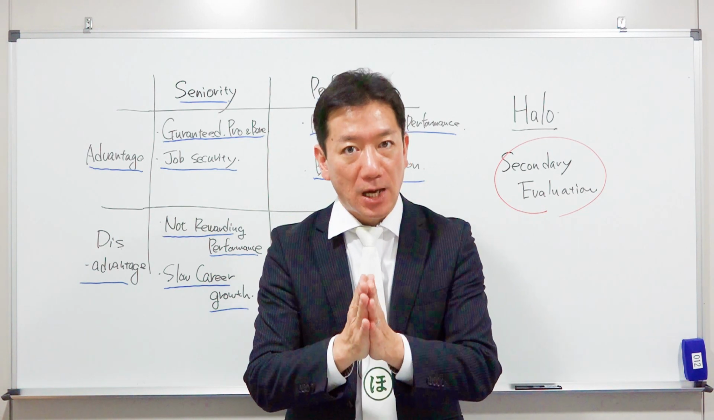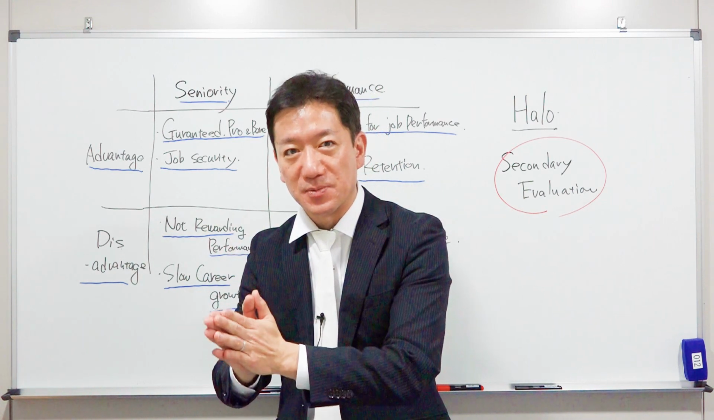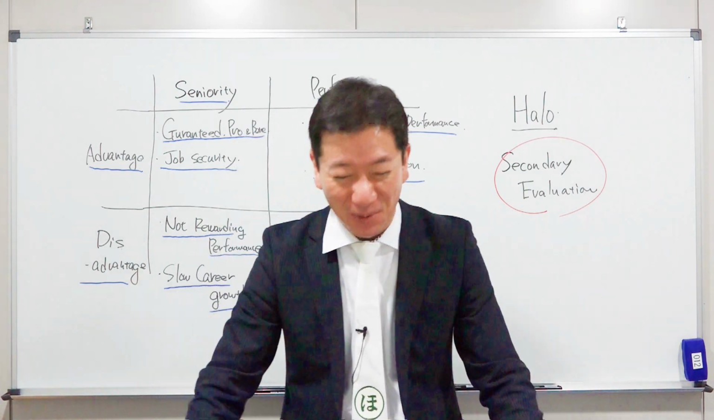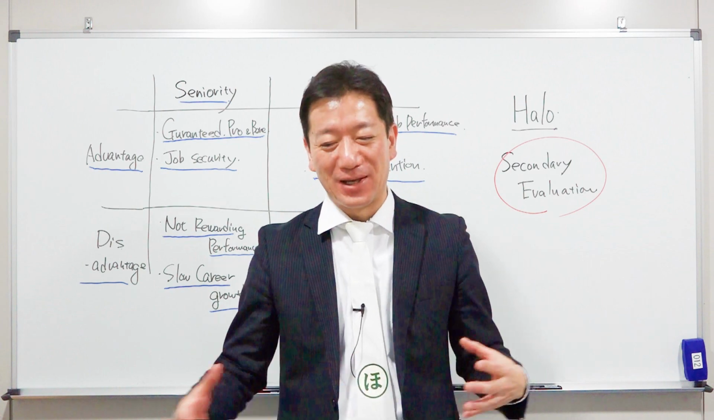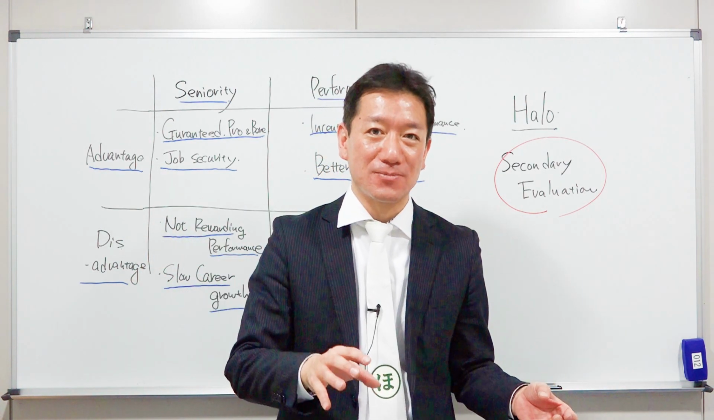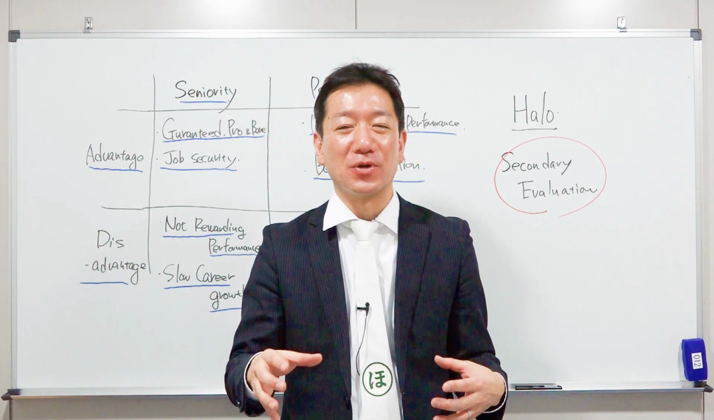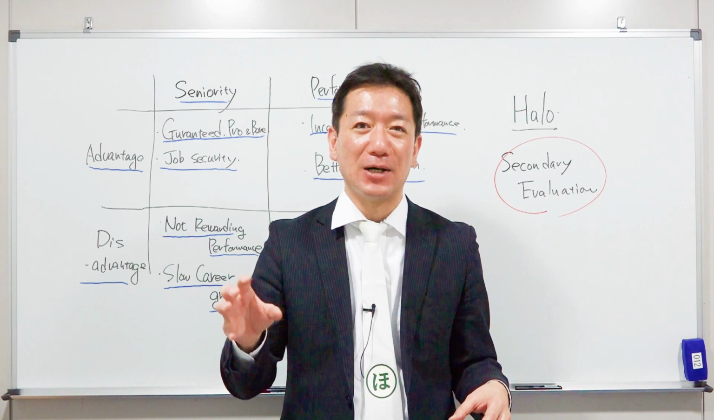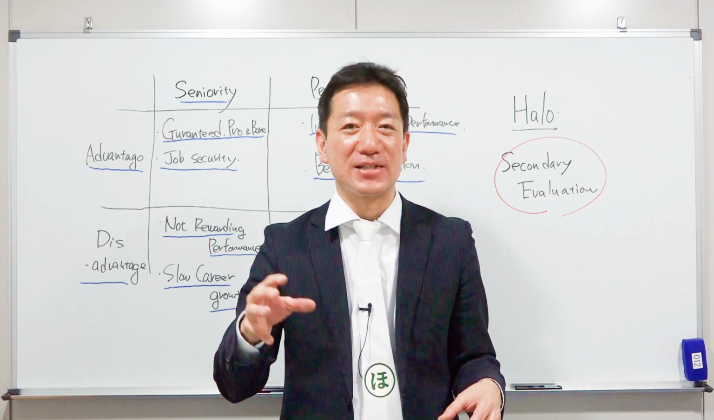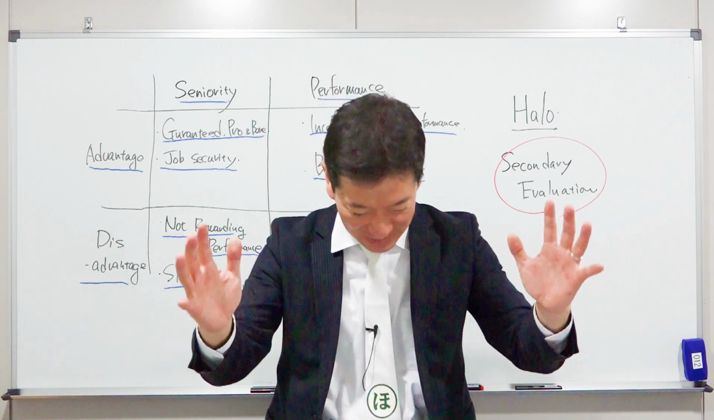It is important to have the second opinion at the evaluation of human resource management. Okay? All right. That's the point today. And today we had a look at the difference of the performance-based system and seniority-based system. At the same time, the point is the evaluation, right? How to evaluate people. And you need to get a second opinion, secondary evaluation. That is the important point. Okay, that's it for today.